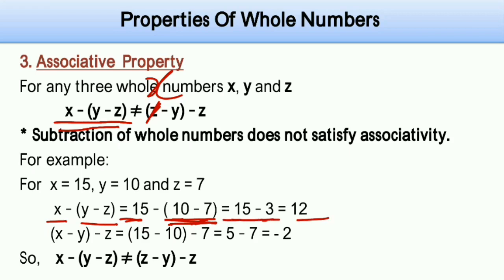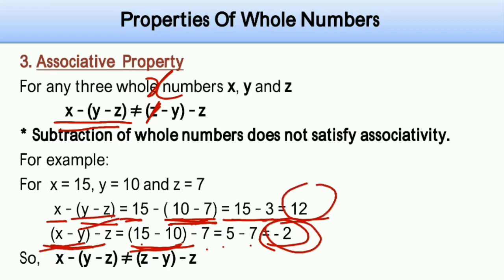But if we change the grouping of the numbers, now we take the group of x and y. Then what will we get? (x minus y) minus z, it means (15 minus 10) minus 7. 15 minus 10 is equal to 5, minus 7, then we will get minus 2. So if we change the grouping of the numbers, we get a different answer.